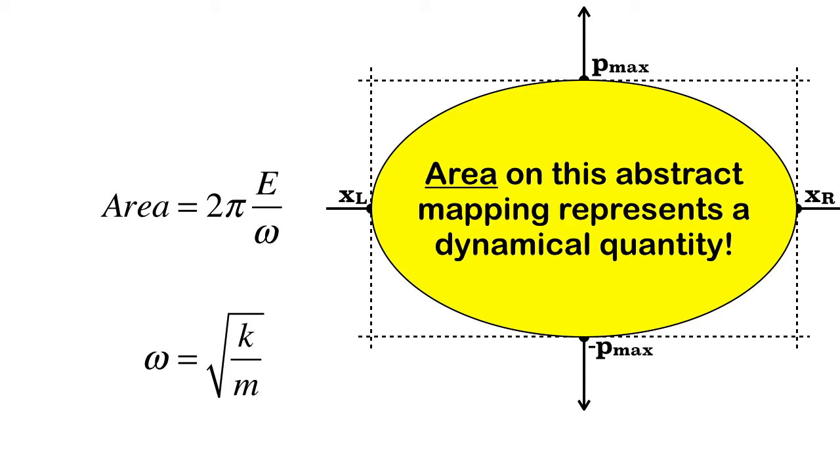Action first makes its appearance here for an oscillator, but we're going to find that action and these kinds of ellipses and diagrams in phase space will make sense of the atoms and molecules that we observe, everything that we have seen. Now, question up here.